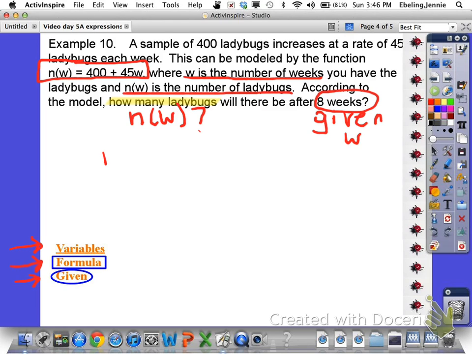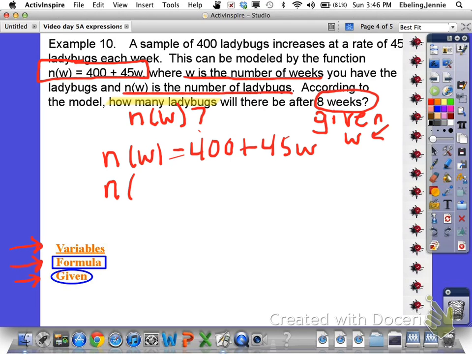So we're going to write down the formula that they gave us, and then we're going to substitute into this formula the given information. The given information was the W. So what we're really doing is we're evaluating this function with N of 45. Was it 45? Oh no, 8. Sorry, I looked at the equation. This right here is my given information. N of 8 equals 400 plus 45 times 8.